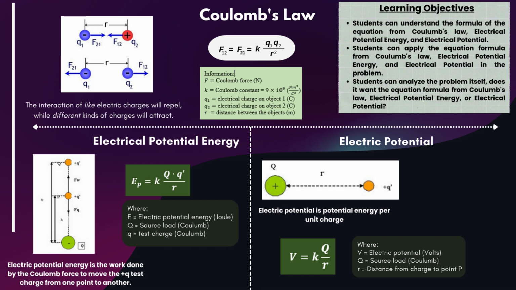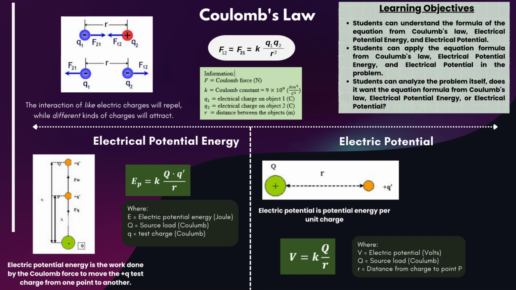The electrical potential energy is the work done by the Coulomb's force to move the positive test charge from one point to another. The electrical potential energy is equivalent to EP = k times Q times q per R, where EP is the electrical potential energy with the unit of joule, Q is the source charge with the unit of Coulomb, and q is the test charge with the unit of Coulomb.